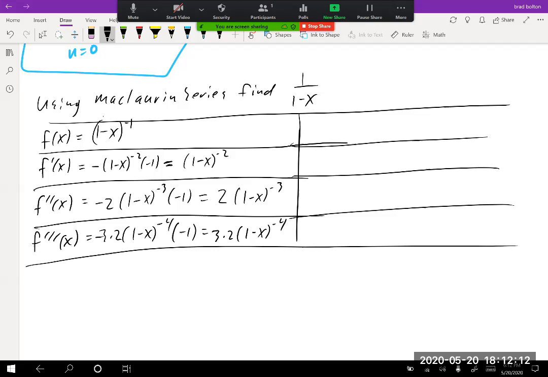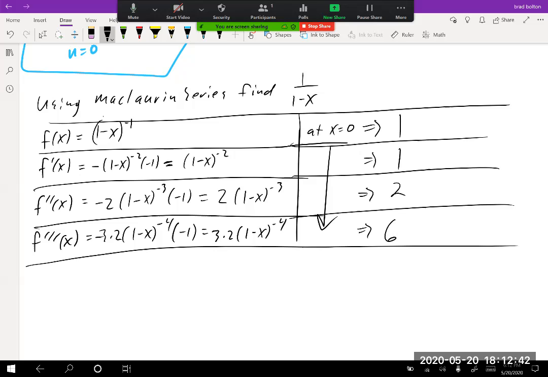I don't think we need that much, but I'm just going to write it. So let's use x equals 0. When we plug 0 into this, we'll get 1, right? When we plug 0 into this, we will get 1. When we plug 0 into this, we will get 2. And when we plug 0 in for this, we will get 6, right?